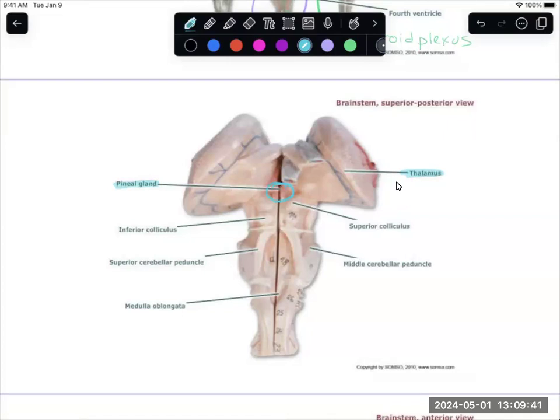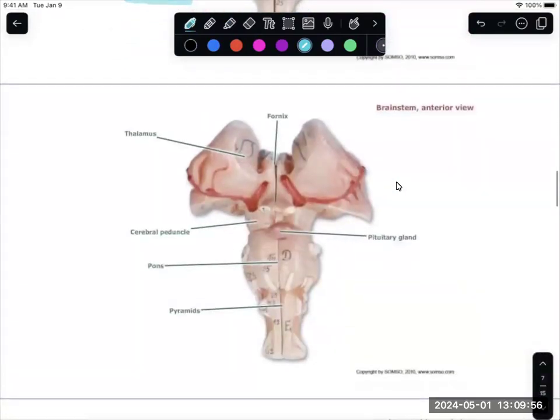We have our medulla. This area through here, these peduncles, make up that pons. So if we flip this around the other way, here is our pituitary gland. Again, you can see that thalamus. You can see the pons better from this view. Those pyramids are found within that medulla, or medulla oblongata.